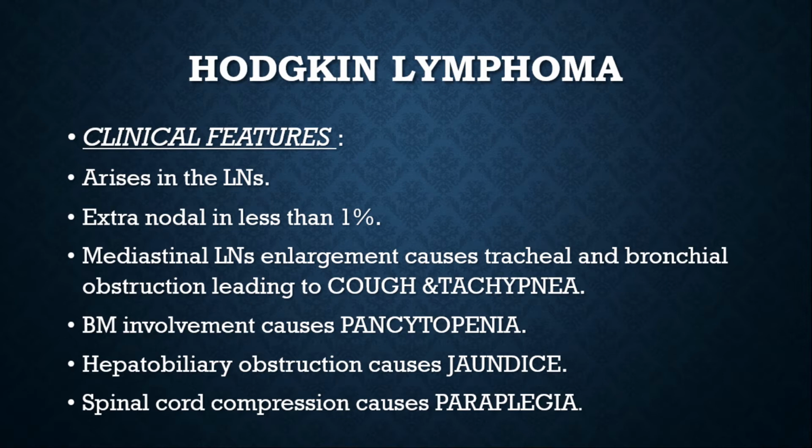Bone marrow involvement can lead to pancytopenia, that is to say the patient is having low numbers of red blood cells, white blood cells, and platelets. Hepatobiliary obstruction, and the patient can present with jaundice. Spinal cord compression can lead to paraplegia.